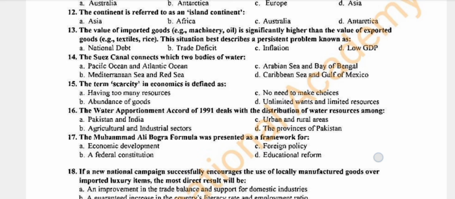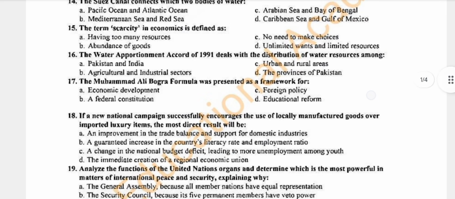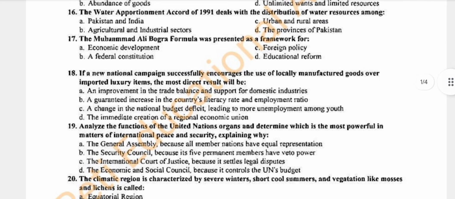Question number 16. The Water Apportionment Accord of 1991 deals with the distribution of water resources among, and the correct option is D, the provinces of Pakistan. Question number 17. The Muhammad Ali Bogra formula was presented as a framework for, B, a federal constitution.